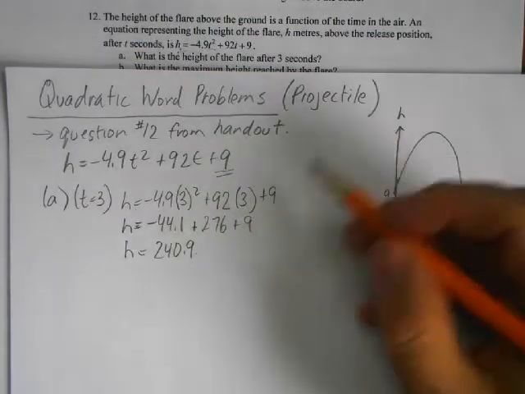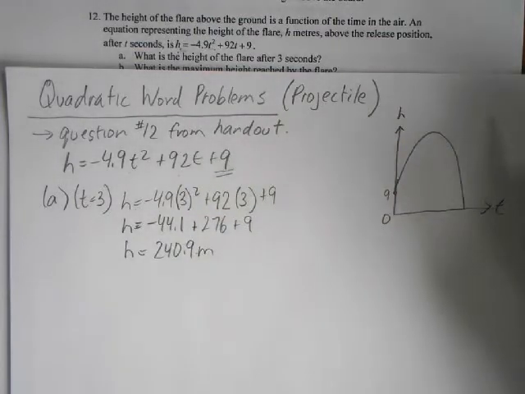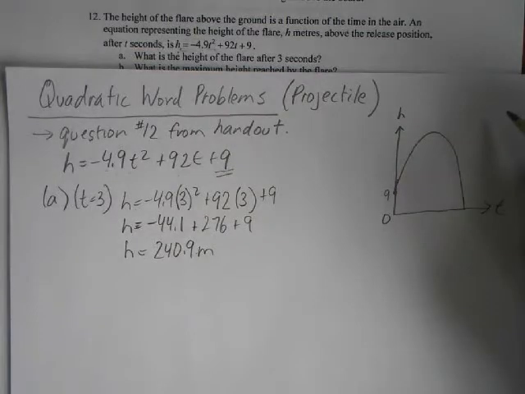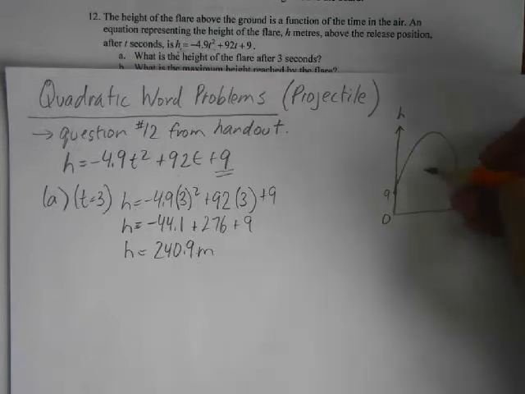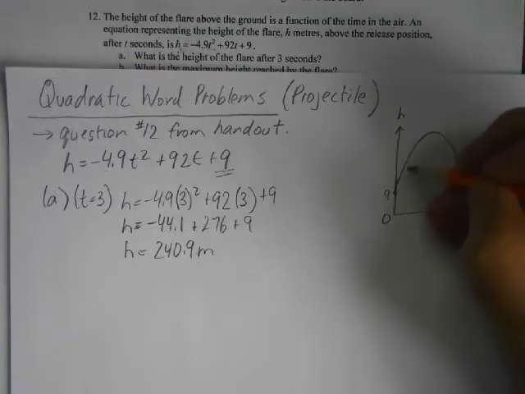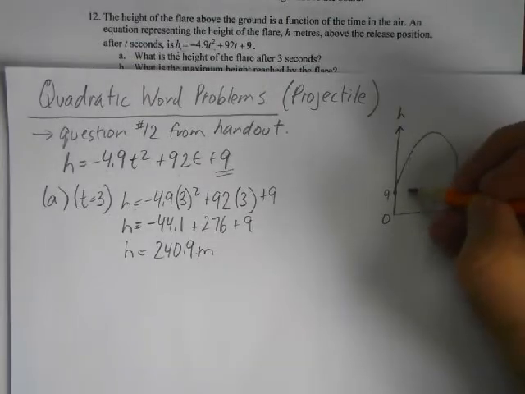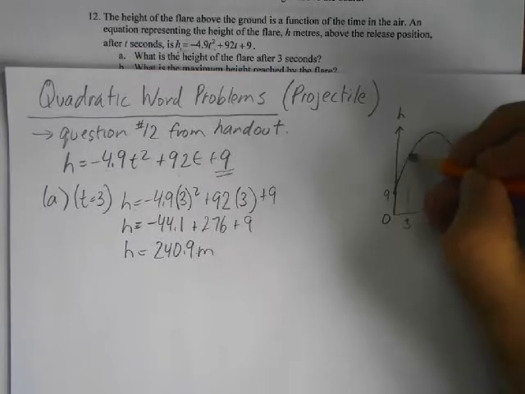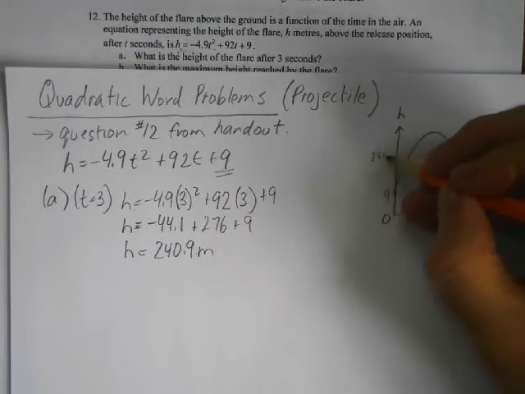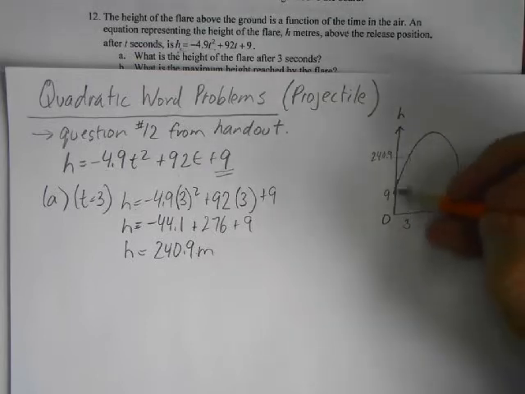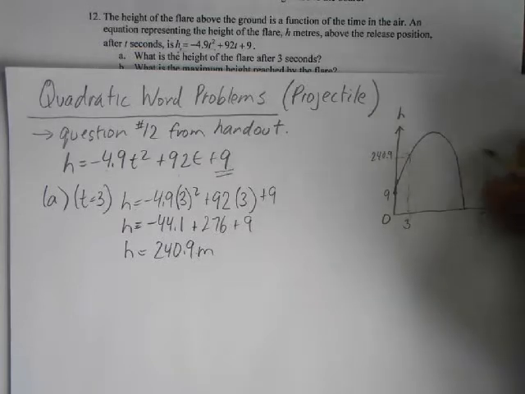Okay, and the units here, like we said, height's measured in meters, and so that's our answer. The height after 3 seconds is 240.9 meters. I have no idea what this scale looks like, and obviously this scale is way off, but this just gives you an idea of what we just found here. We found the height when t is 3.